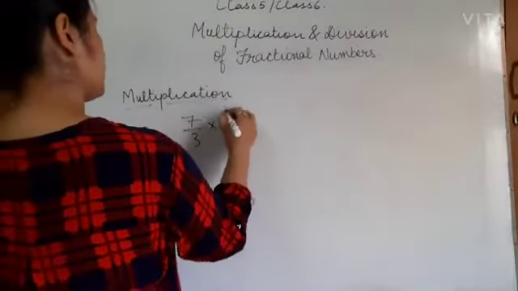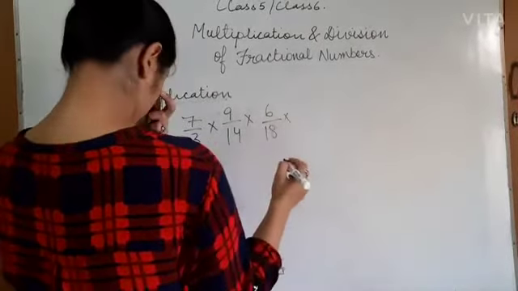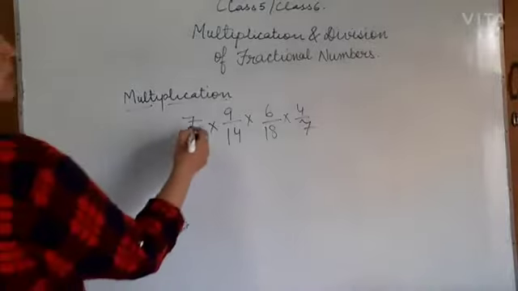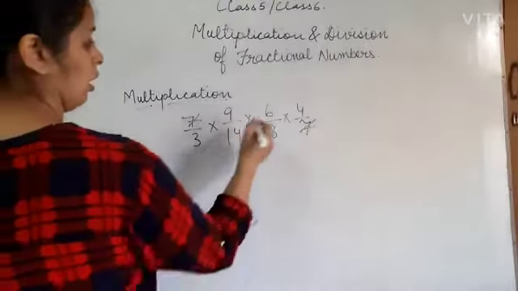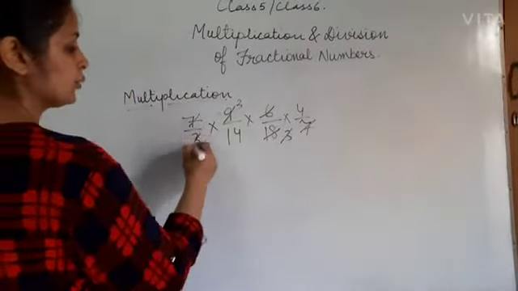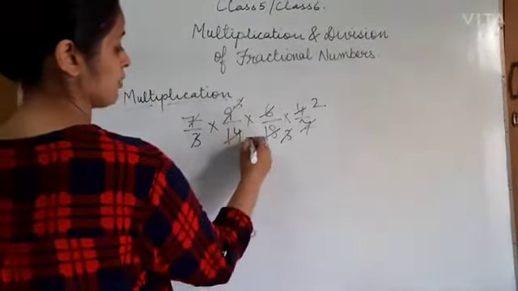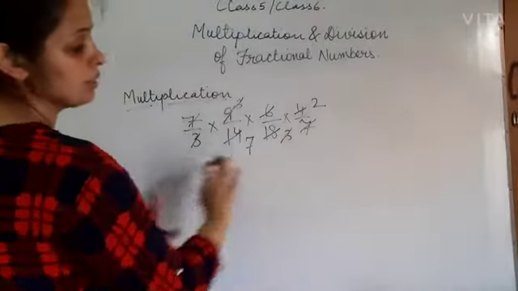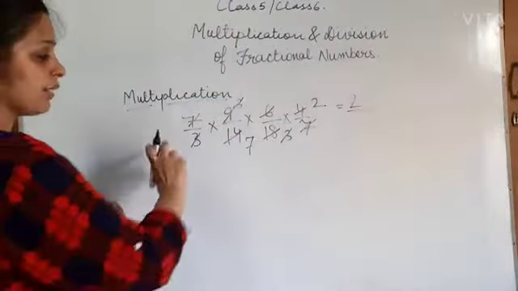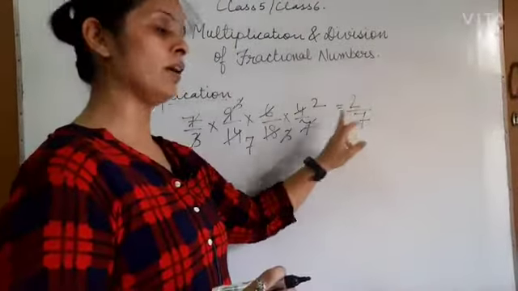7 upon 3 multiplied by 9 upon 14 multiplied by 6 upon 18 multiplied by 4 upon 7. So I'll start cutting. See, 7 1s are 7, 6 3s are 18, 3 3s are 9, 3 1s are 3, 2 2s are 4 and 2 7s are 14. So after doing all the cuttings, I am left with only 2 in the numerator, and in the denominator I am left with only 7. So my answer is 2 upon 7.